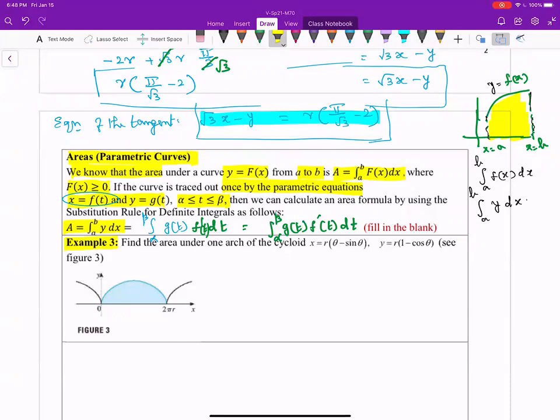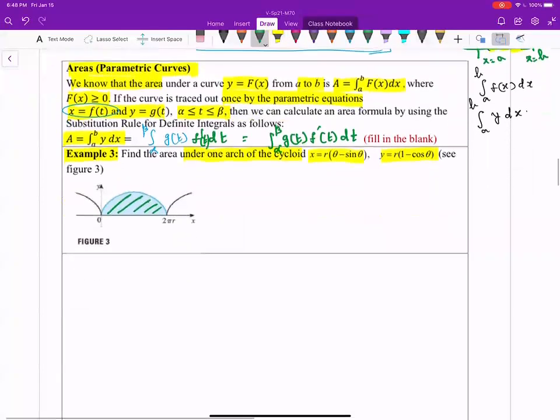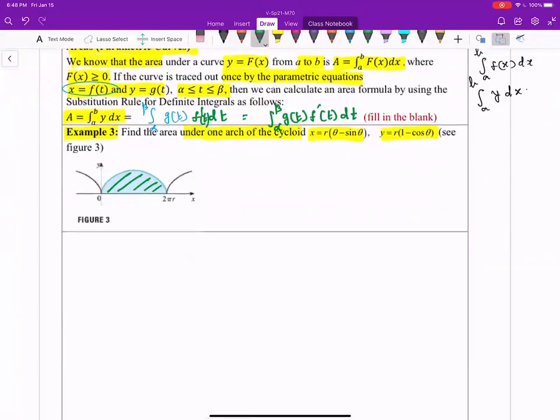Example: find the area under one arch of the cycloid x equal to r times (theta minus sine theta), y equal to r times (1 minus cosine theta). When you consider one arch of the cycloid, we are finding the area of this part. So let's write down the area formula. Area is the integral, because we are talking about x and y, of y dx.